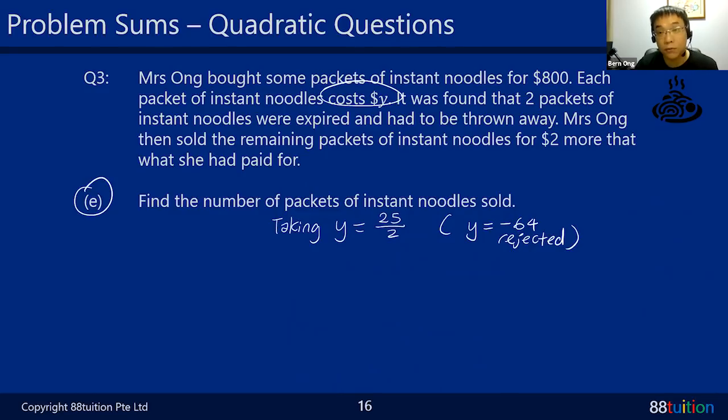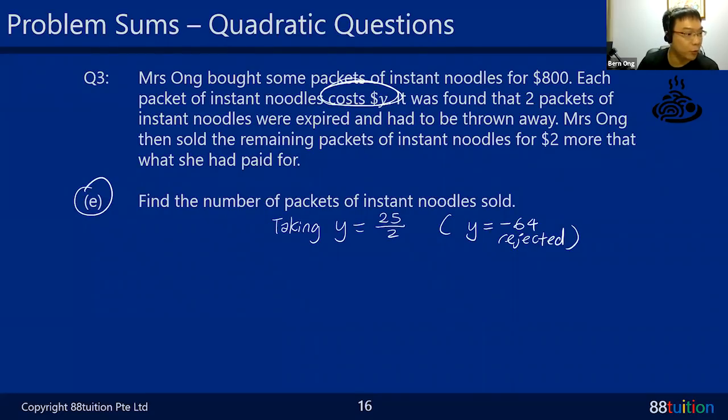So taking y as 25 over 2, you are supposed to reject negative 64. All right. The teacher never asks you why, so don't bother explaining. If the teacher says, why do you reject negative 64, then you say, oh, money cannot be negative, because y represents money. So they are looking for the number of packets of instant noodles sold.